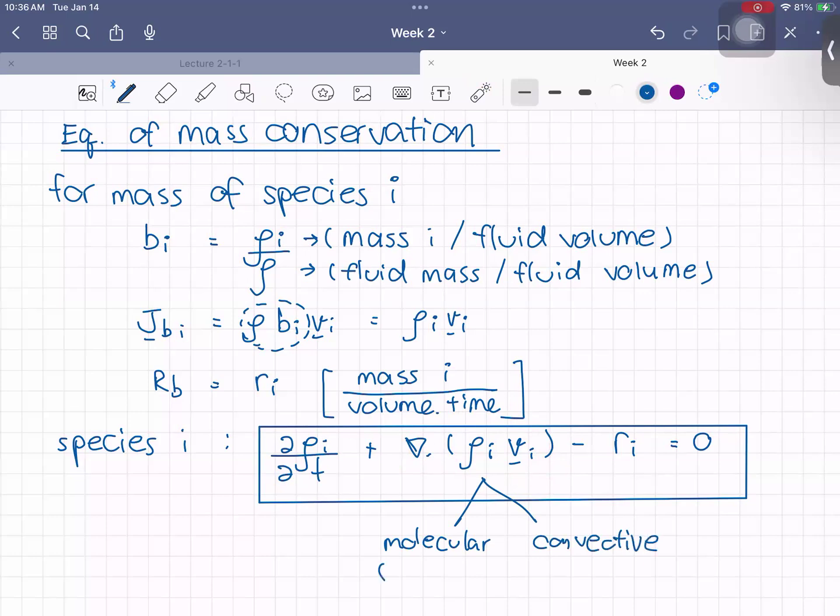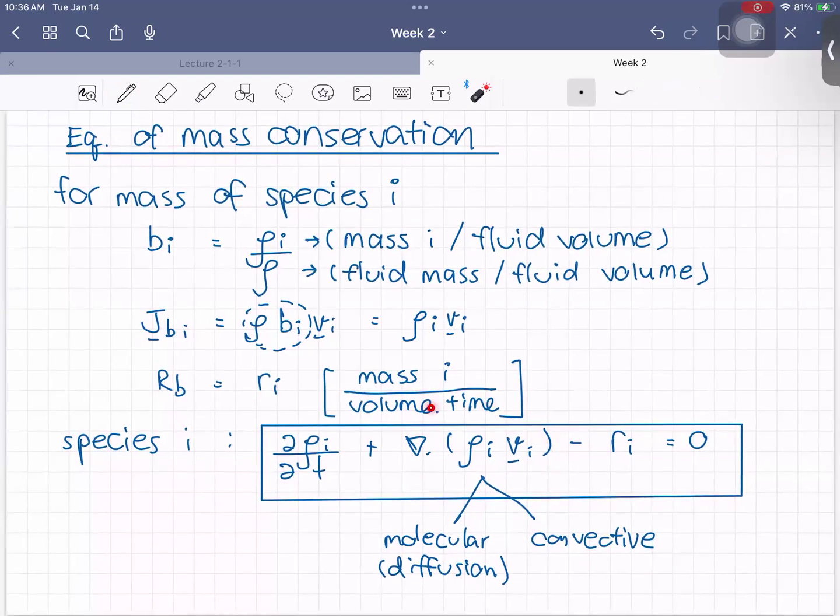This molecular transport is actually equal to diffusion, same thing. And then the convective transport, the other term. So I'm going to distribute this middle term into a diffusion term and a convection term, so that when we apply this equation to real problems, it will be easier to plug all the terms into the equation. So we're going to transform this term into a molecular term and a convective term.